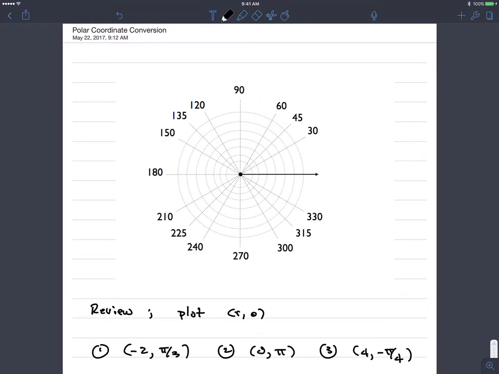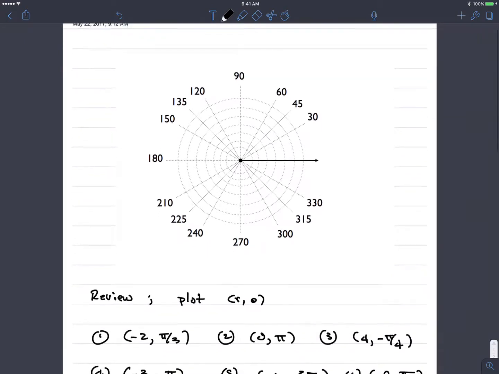Okay, let's take a look at this here. We're going to actually review plotting, kind of where we ended up last time. See if you guys remember some of these details. Today we're going to convert. Anyway, let's get started here.